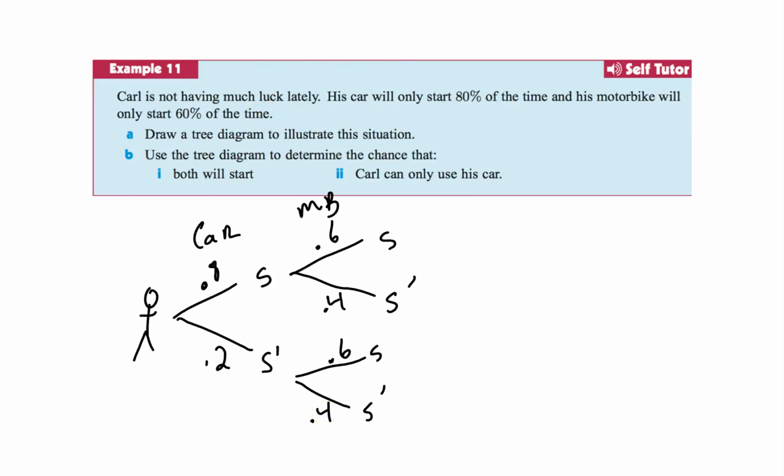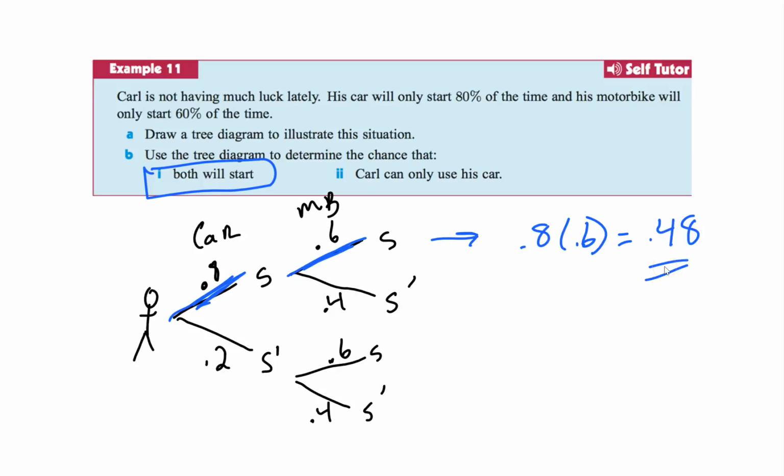Now let's look at what they want us to solve. So use a tree diagram to find, let's do the first one. Both will start. So all I do here is just follow the two starts. So it'll be this line and this line, right? Car starts and motorbike starts. So if you want that, you just multiply the line, 0.8 times 0.6, or 0.48. Those are the odds that both will start.